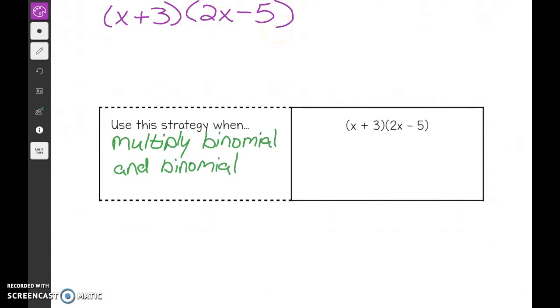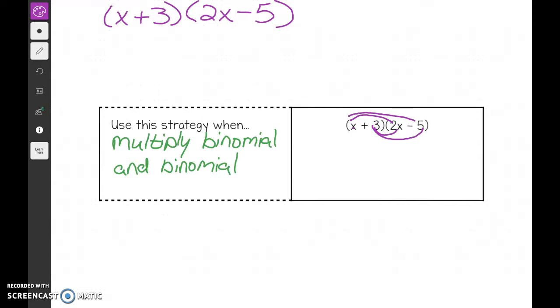So what we want to do with that is actually distribute two separate parts. Now here's how I like to do this. This is my version of doing it. You can do it one of two ways. You can take x times 2x, that would be first times first. Then outside times outside, so that would be x times negative 5. Then inside, which is 3 times negative 2x. And then last times last, so that would be 3 times negative 5. So you could multiply them that way. Essentially you're just multiplying the x times the 2x, the x times the negative 5, the 3 times the 2x, and the 3 times the negative 5.